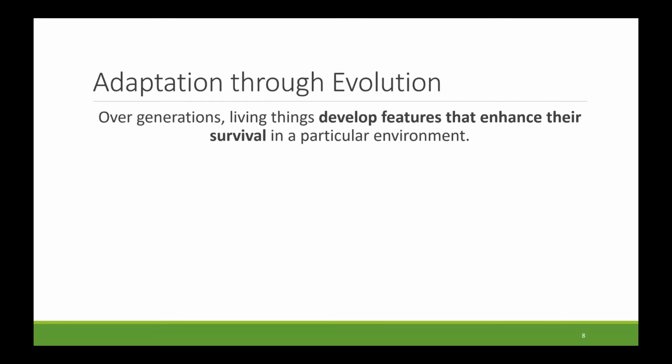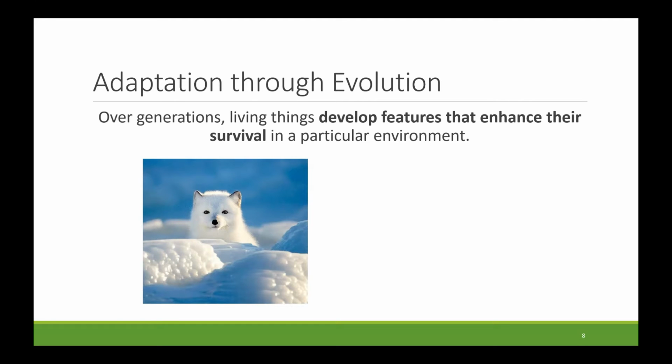The biology definition of adaptation is where over the course of many generations, groups of organisms develop features that are encoded in their genes that enhance their survival in a particular environment. For example, an Arctic fox's white coat is an adaptation that provides it with camouflage in its environment, which is something that provides it with a survival advantage.